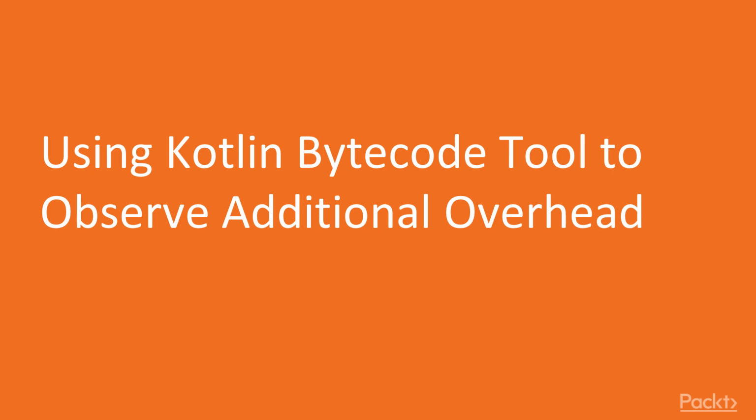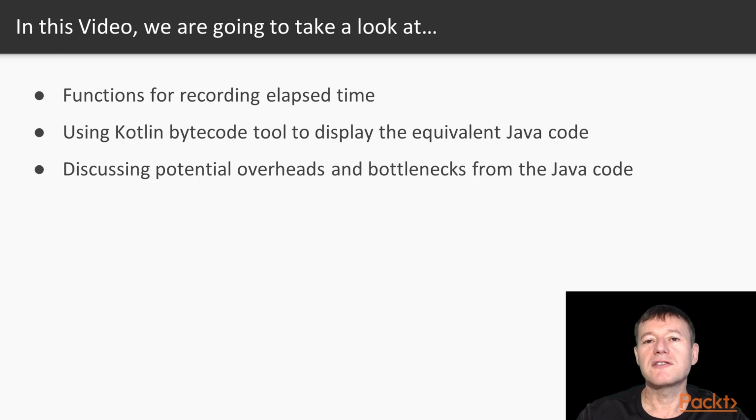In this video, we'll discuss using the Kotlin Bytecode tool to observe additional overhead. We'll introduce functions for recording elapsed time, how to use the Kotlin Bytecode tool for displaying the equivalent Java code, and how to spot bottlenecks in Java code which can result in performance issues.